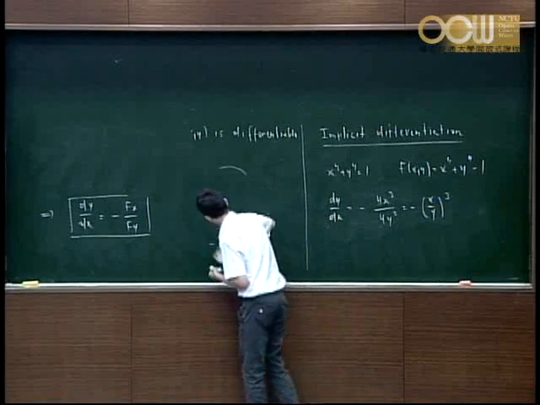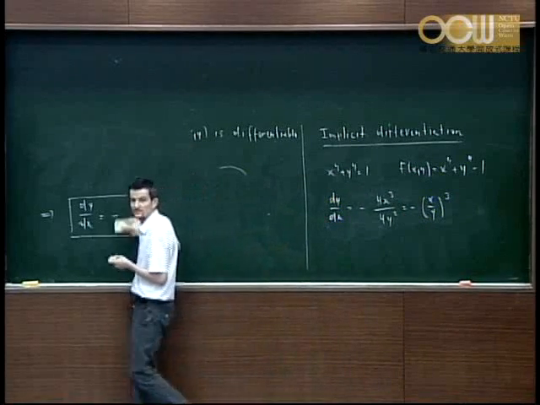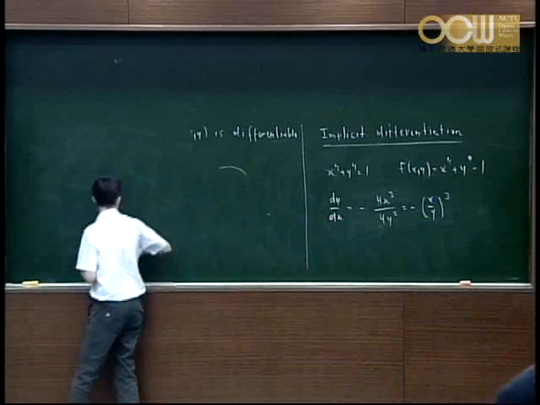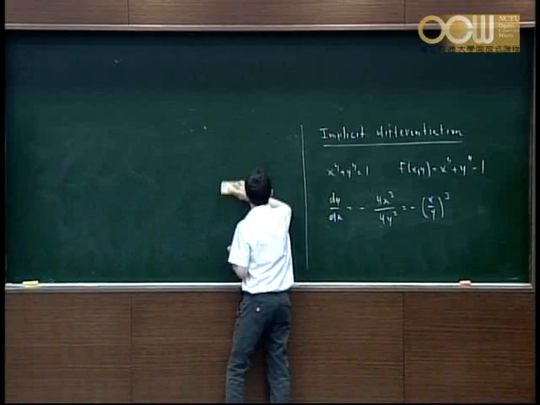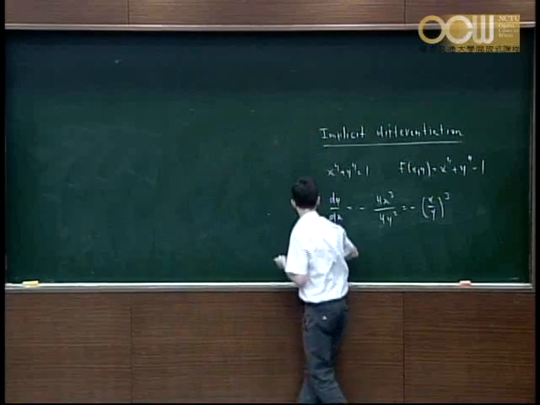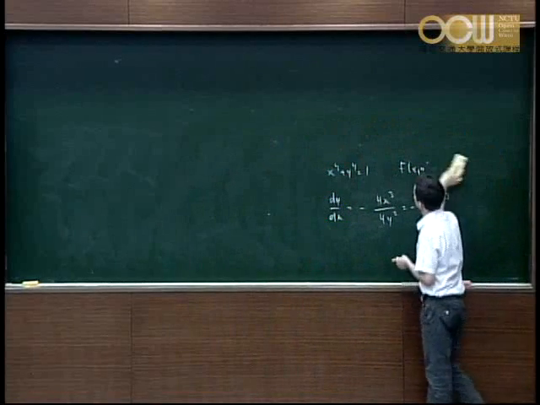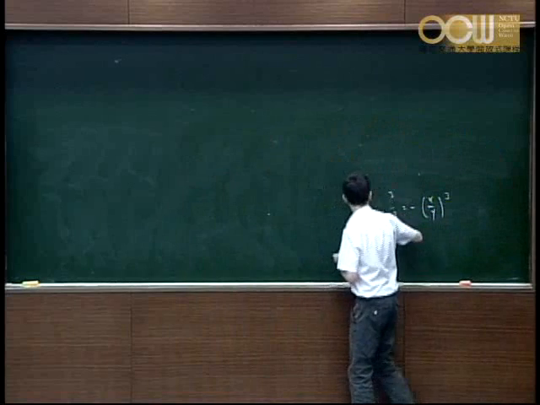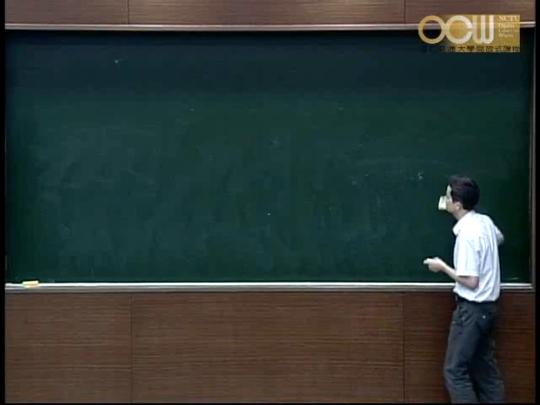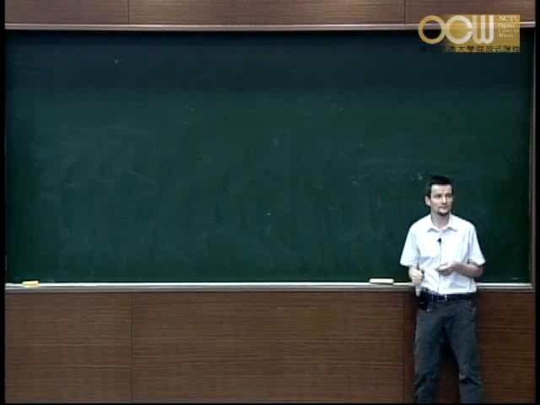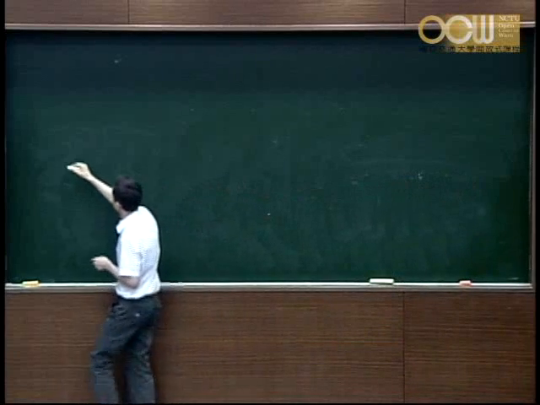Now, of course, you have something similar for functions of 3 variables, or I should put it differently. You have an equation in 3 variables which implicitly defines a function of 2 variables. So you have something like this here.